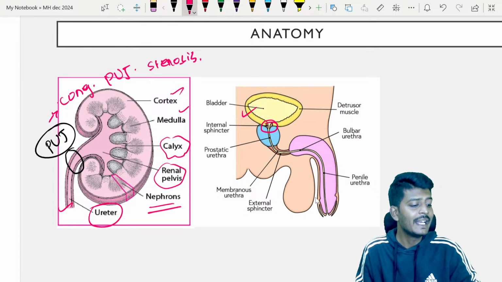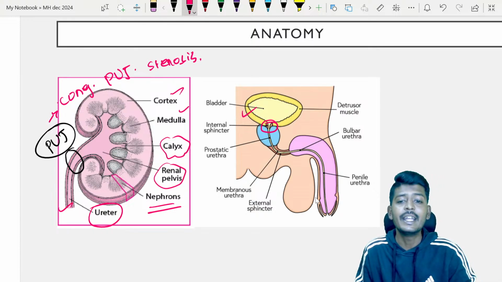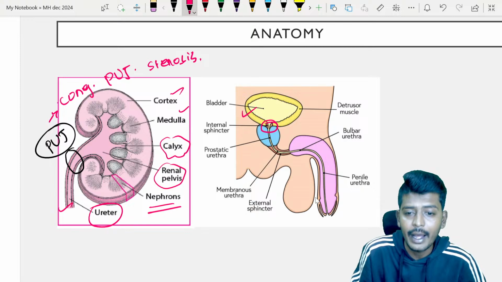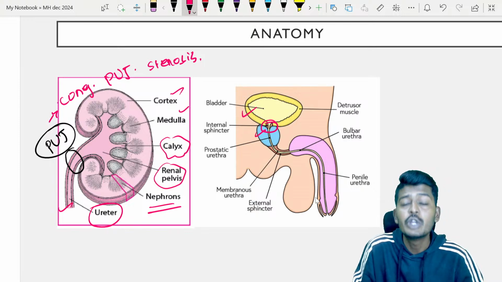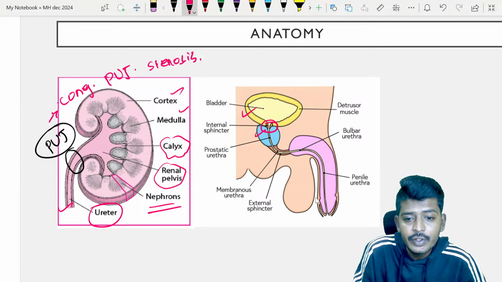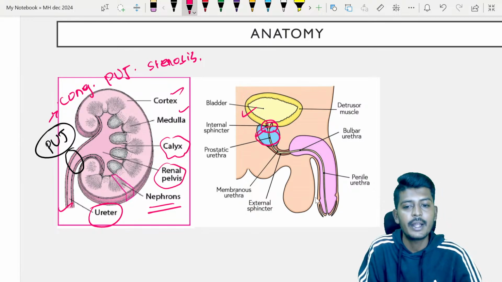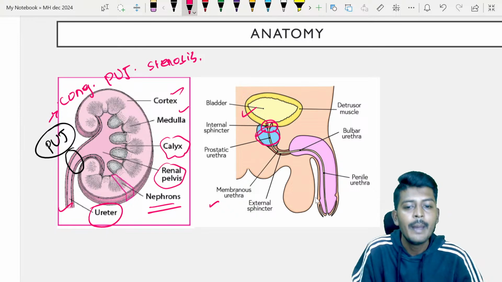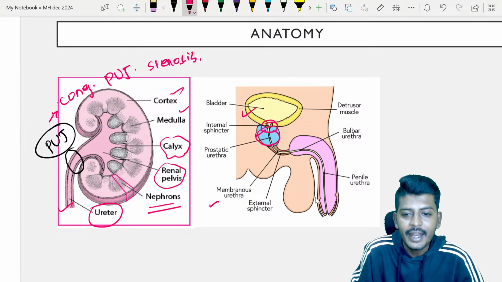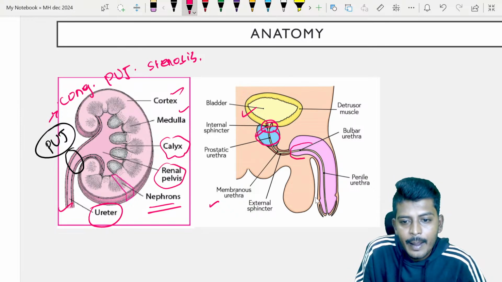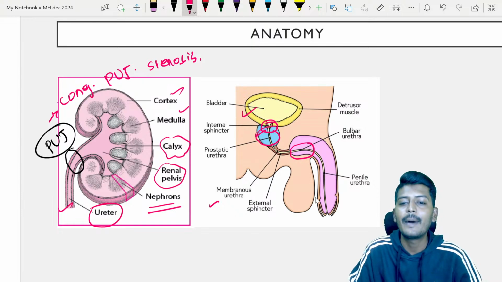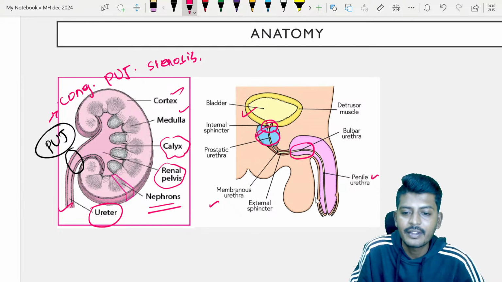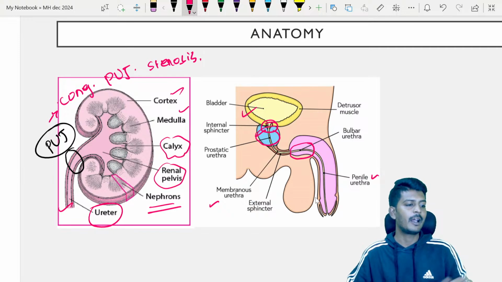What is that called? Internal meatus of the bladder. Sorry, internal meatus of the urethra. This urethra continues to the place where the prostate gland is present. We call it the prostatic urethra. Next followed by we have the membranous urethra. The next part where it enters into the penis, we call the bulbar urethra, followed by the penile urethra. So these are the parts of the urethra we have.